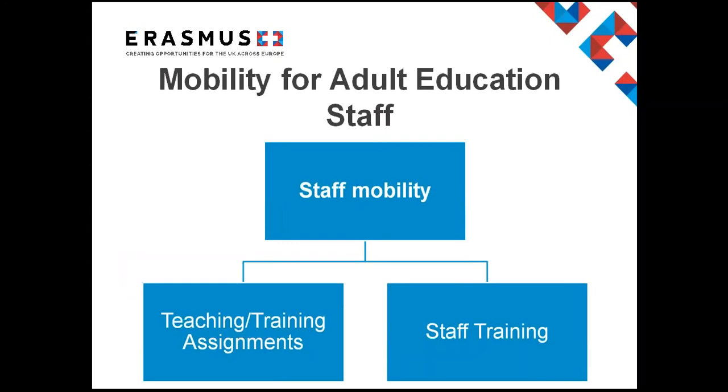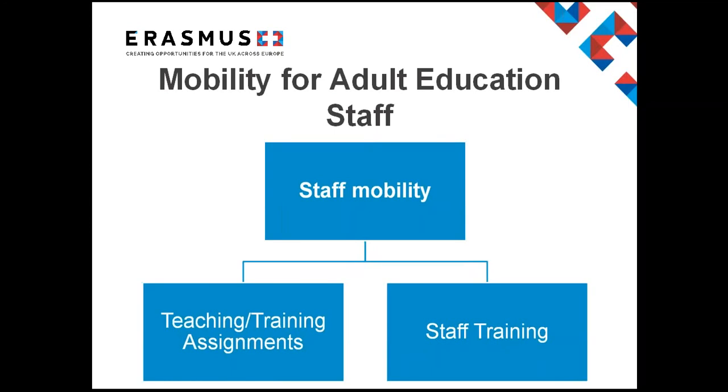Key Action 1 offers opportunities for adult education staff to participate in mobility activities. Organizations active in adult education can apply for funding to support any of the following mobility activities within a project. First, teaching or training assignments, where staff deliver teaching or training in a partner organization's award, or staff training, where staff participate in structured courses or training events, or undertake a job shadowing experience in an adult education organization abroad.